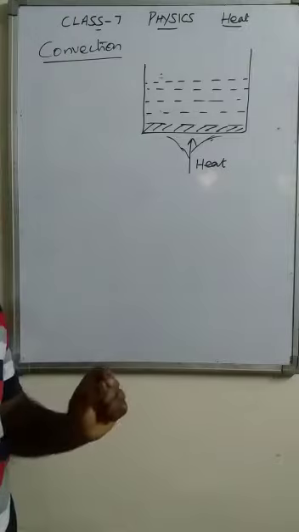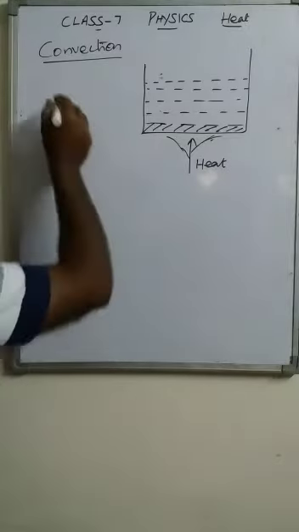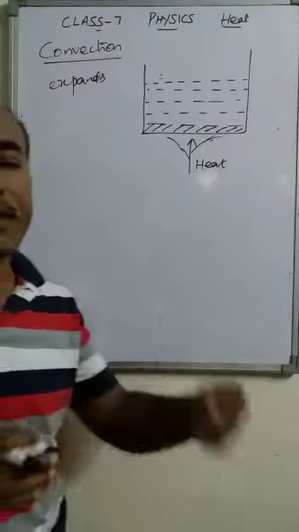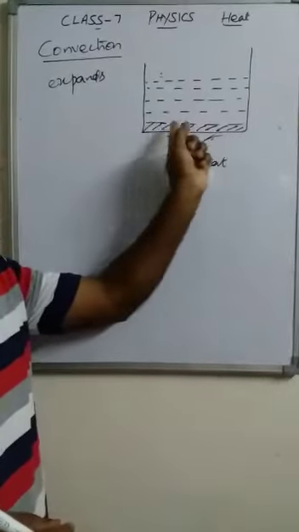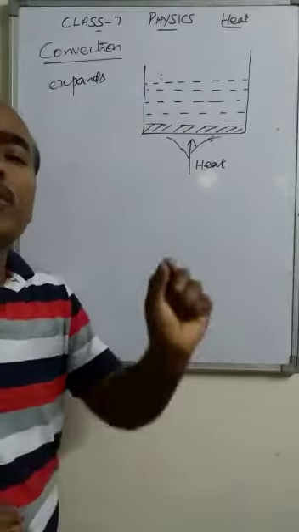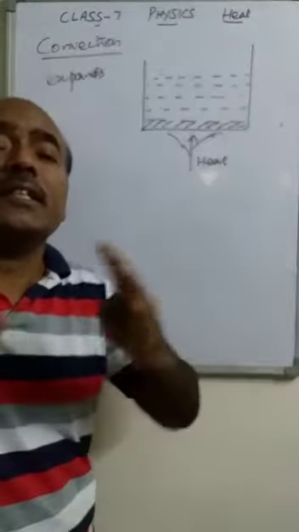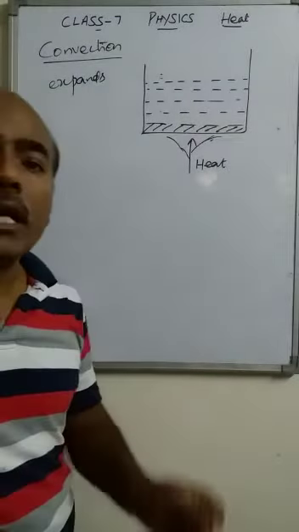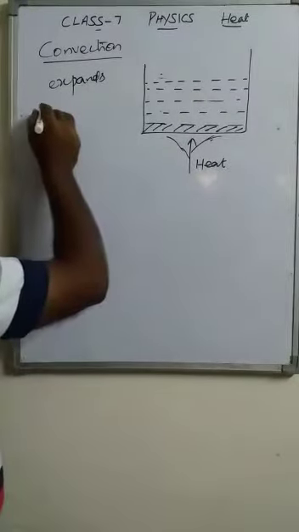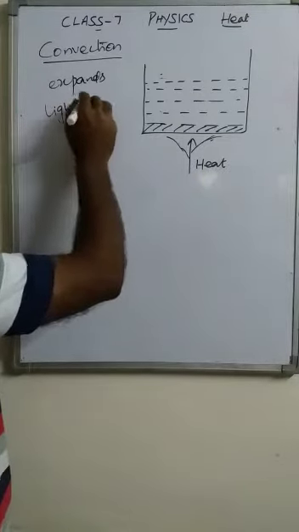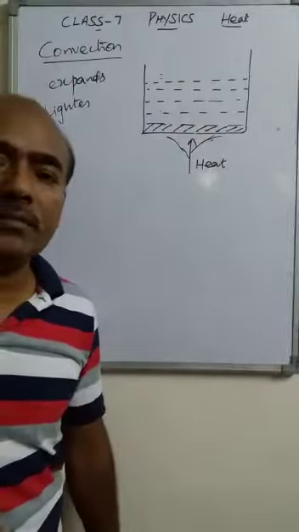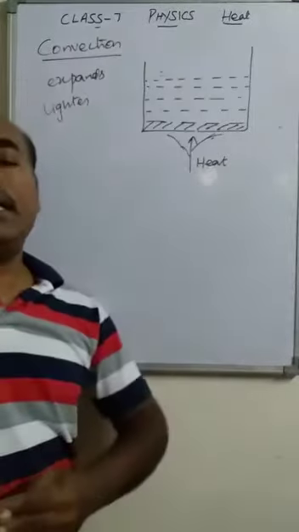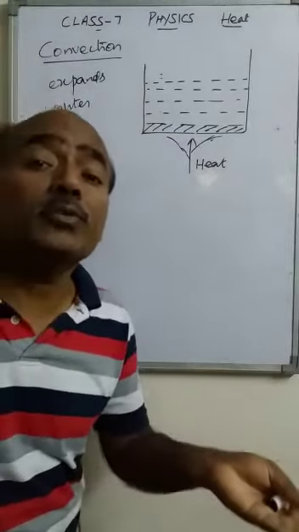Here, one thing: on heating, everything expands. Expand means size increases. This portion of water gets heated and expands; it occupies more space. Due to this expansion, what happens? Those particles become lighter in that part, and the lighter particles always start to move in the upward direction.